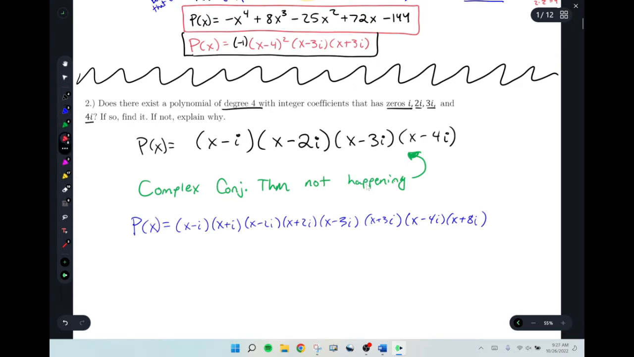Wait, but they never included 4. It didn't include 4i. Yeah, that's a mistake. So the answer is no, because of the 4i. Degree of 8.